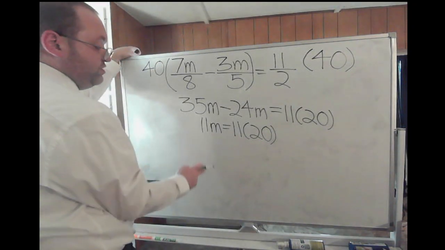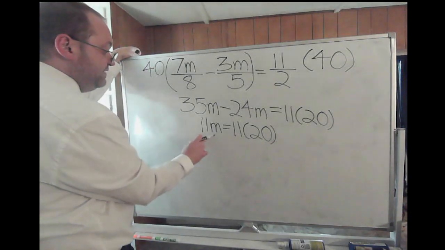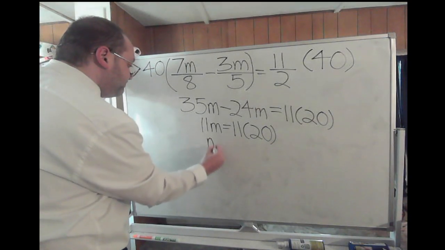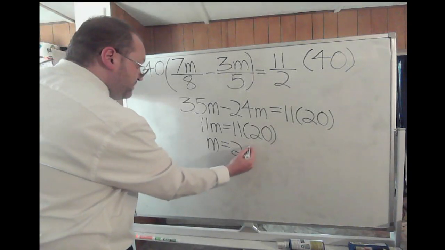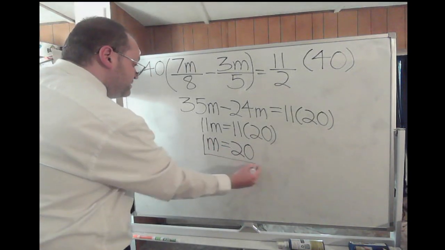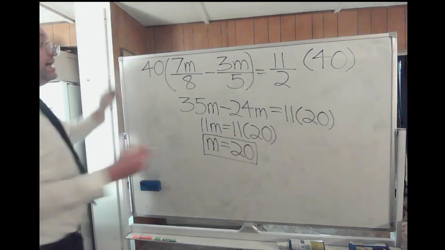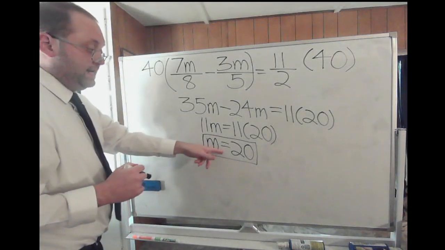There's a common factor of 11 on both sides. Divide the left side by 11, you get m. Divide the right side by 11, you get 20. So the answer for this is m would actually equal 20.